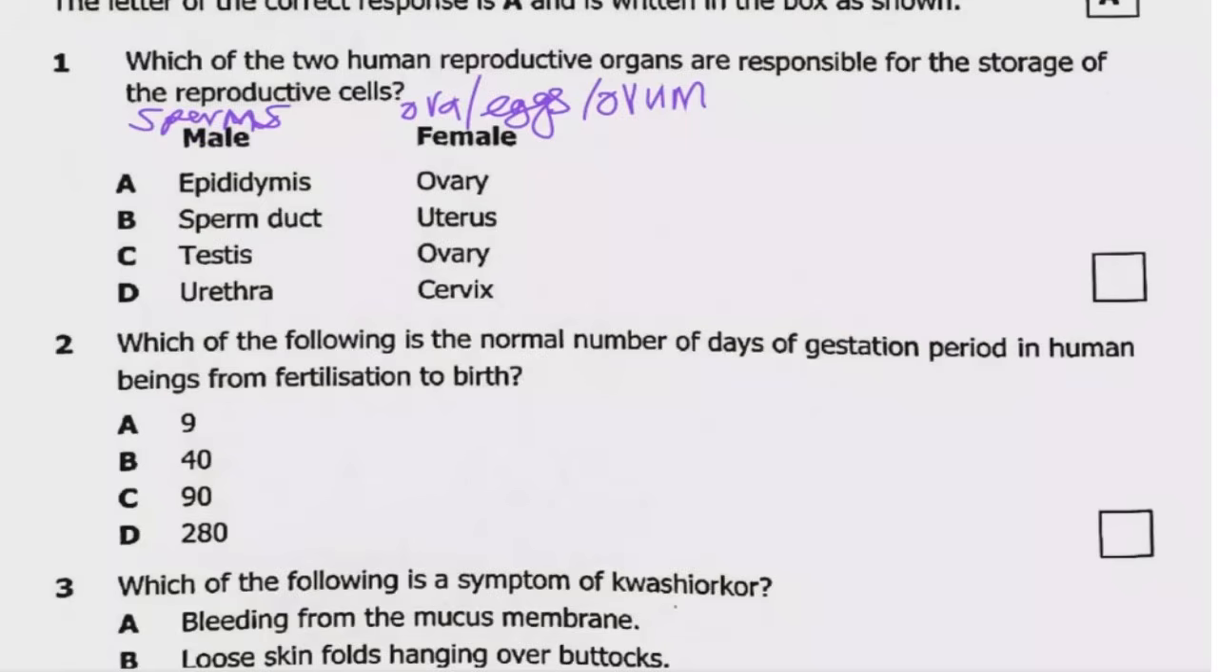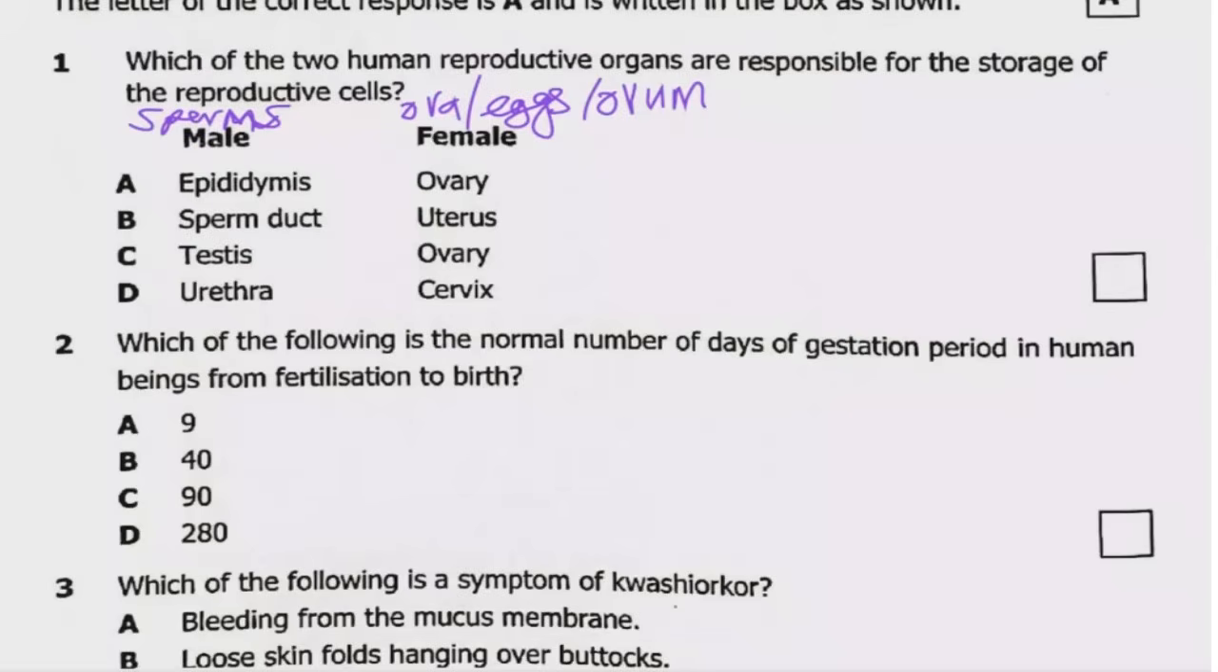Cervix, this is a part that prevents miscarriage. So when an egg gets fertilized in the fallopian tube, which is also known as the oviduct, what will happen to the cervix is that it will close once the egg has gotten implanted in the uterus. So it closes the uterus to prevent miscarriage. That is the function of cervix.